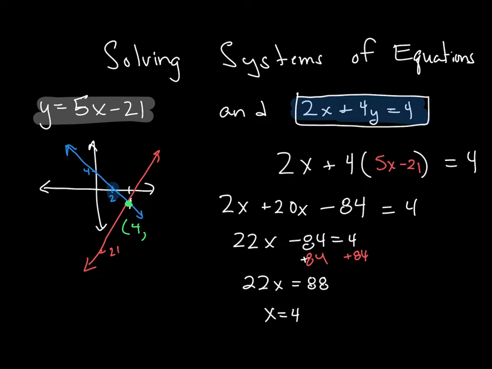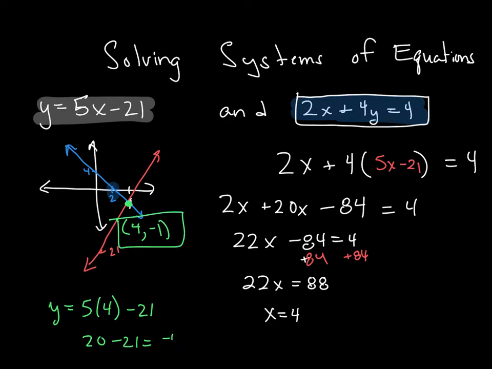Now, how do I find my y? I can plug it back into either equation, but I'm going to plug it into this first equation. Again, x is 4, that's my input, so I'm plugging it into there. So to find my y value, it's just y is equal to 5 times 4 minus 21, or 20 minus 21, which gives me my y value of negative 1. And again, it's really important we always write the answer as a point.